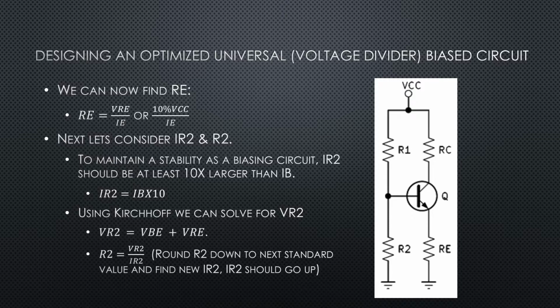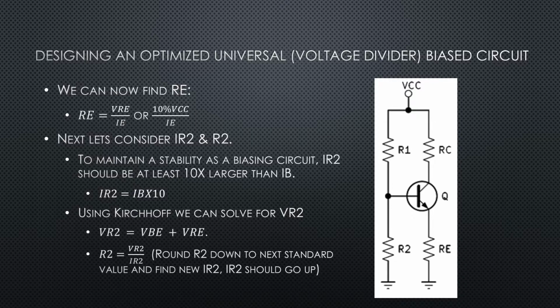So next, let's take a look at our IR2 and R2 on that resistor down there. In order to maintain a real stable biasing circuit, we want our IR2 to be at least 10 times bigger than our IB. So now we know IR2, and using Kirchhoff's voltage law, we can see that VR2 is equal to VBE plus VRE. And so R2 should be equal to VR2 divided by our IR2, which is 10 times IB.